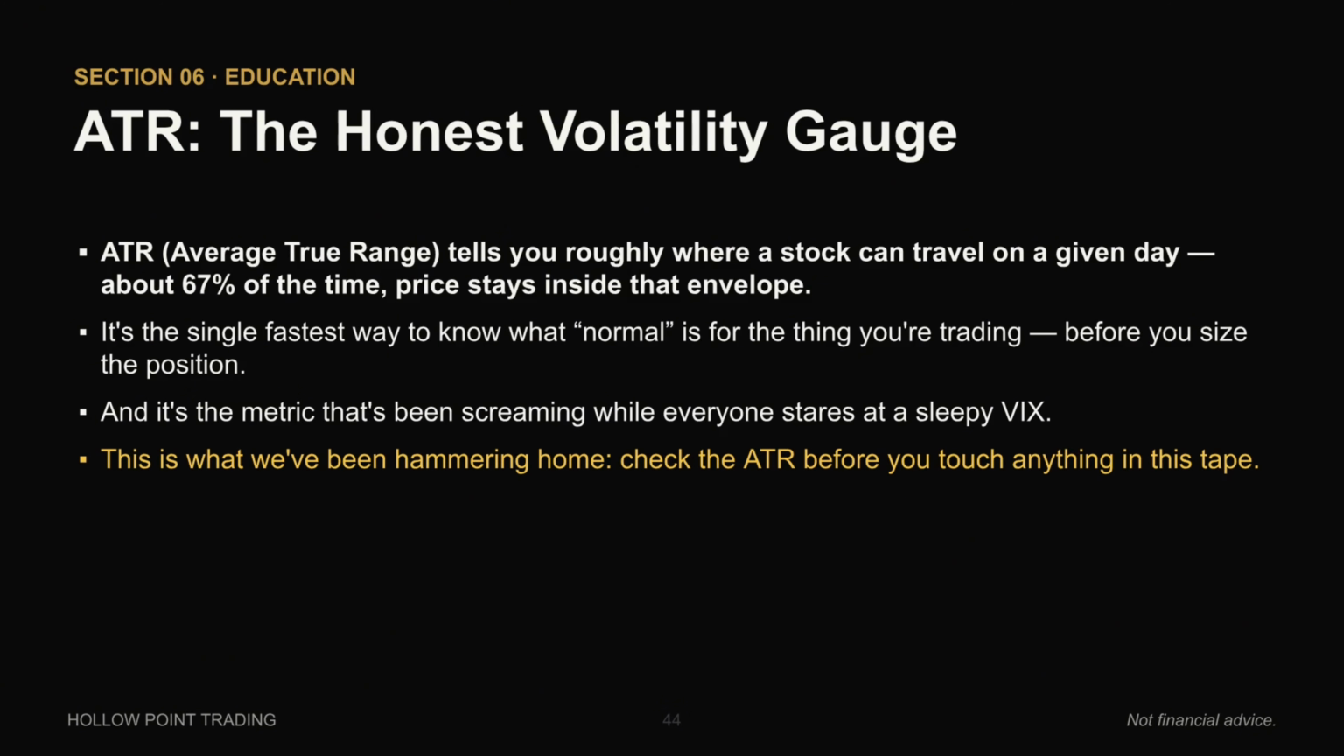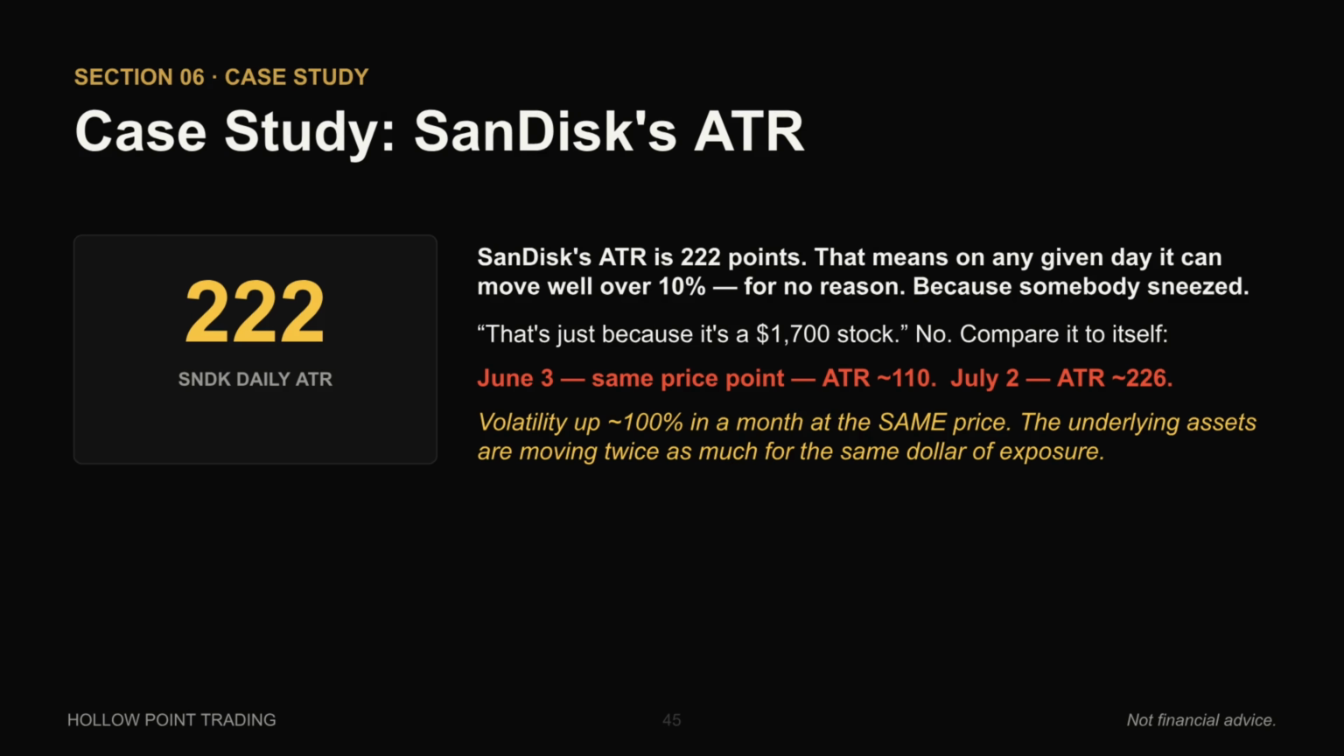Before entering any trade, check the ATR to understand what normal movement looks like for that asset in the current environment. Consider SanDisk. Its ATR has nearly doubled in a month, despite the stock price remaining at similar levels. This increase in volatility means the stock has twice the potential for movement for the same amount of dollar exposure, requiring adjusted risk management against established structural ceilings.